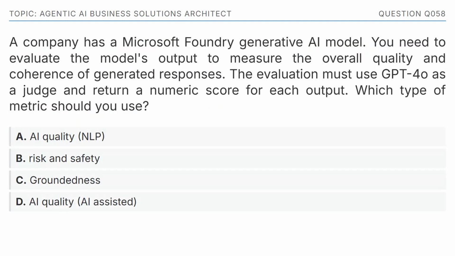A company has a Microsoft Foundry generative AI model. You need to evaluate the model's output to measure the overall quality and coherence of generated responses. The evaluation must use GPT-4o as a judge and return a numeric score for each output. Which type of metric should you use? The options are Option A, AI quality, NLP. Option B, risk and safety. Option C, groundedness. Option D, AI quality, AI assisted.